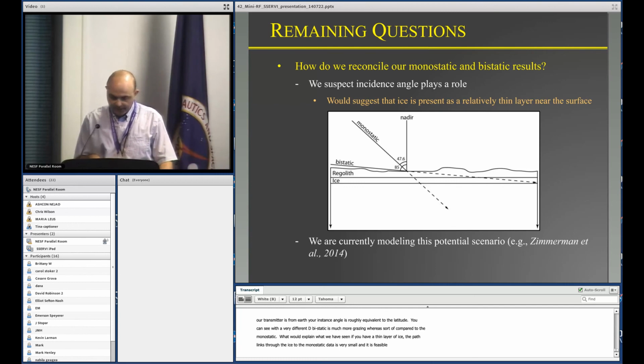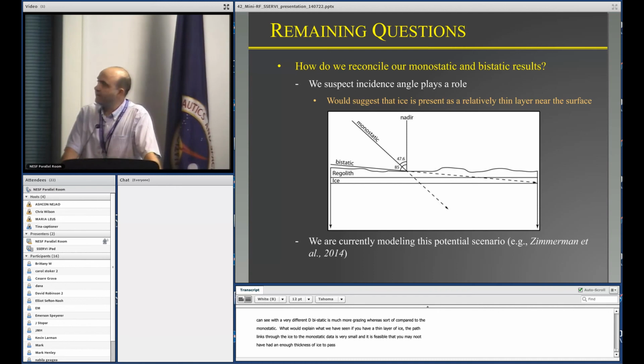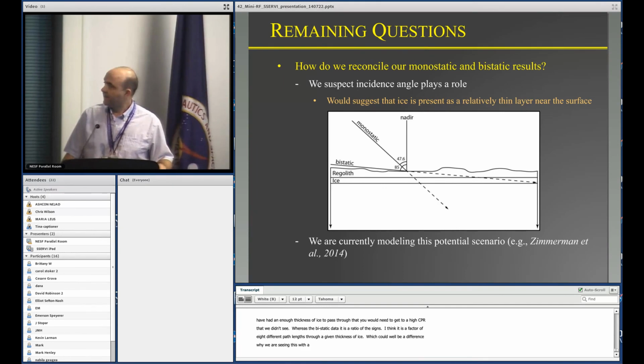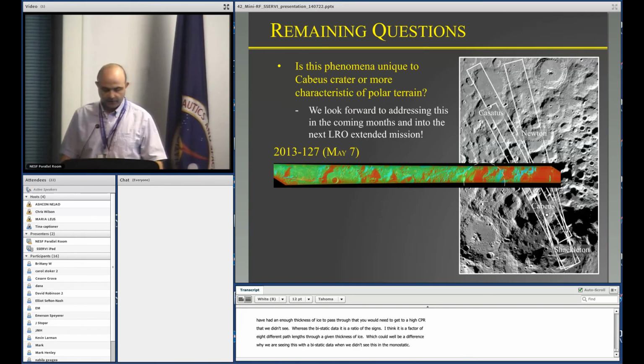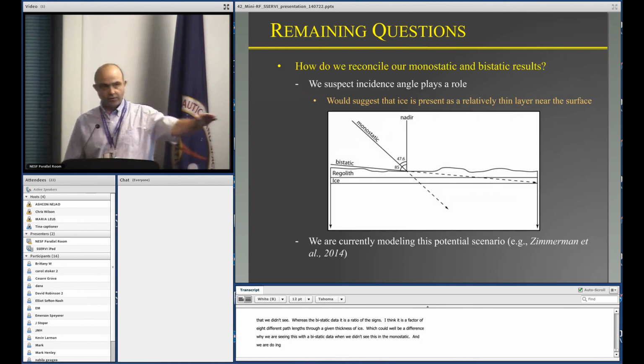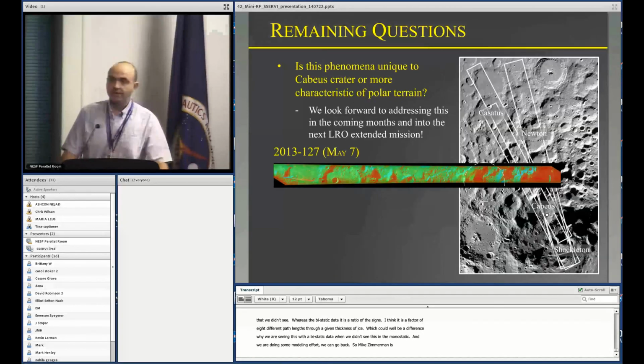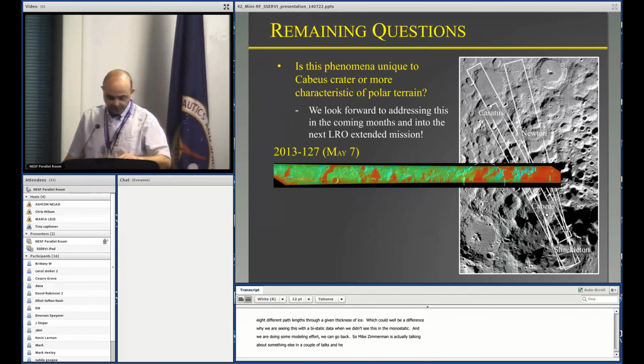And so what would explain what we've seen is if you have a thin layer of ice, the path length through that ice for the monostatic data is very small. It's feasible that you may not have had enough thickness of ice to pass through to get the coherent backscatter effect you would need to get a high CPR that we didn't see. Whereas with the bistatic data, it's a ratio of the signs. So it's, I think, a factor of 8 difference in path lengths through a given thickness of ice, which could well be the difference for why we're seeing this with the bistatic data when we didn't see this with the monostatic. And we're doing some modeling effort.